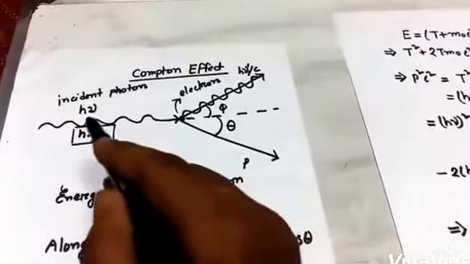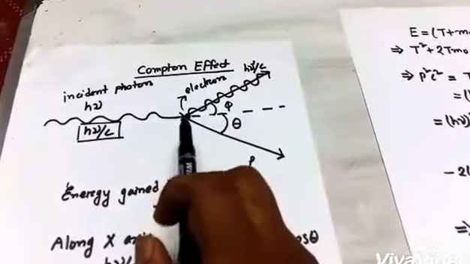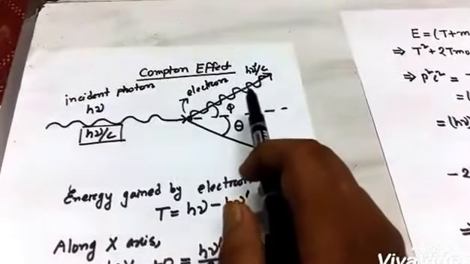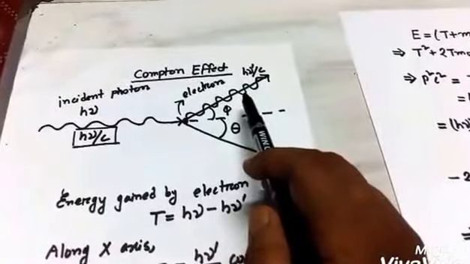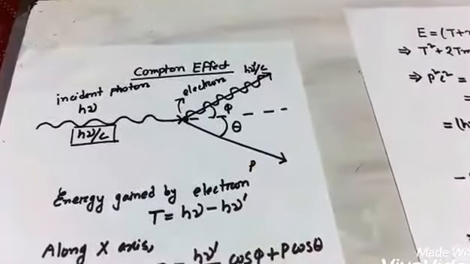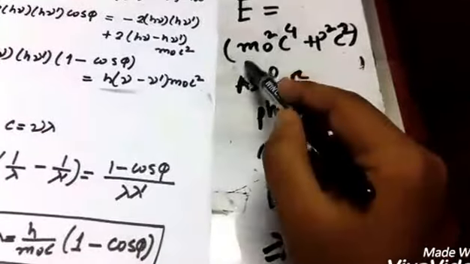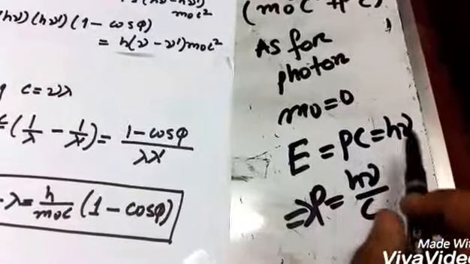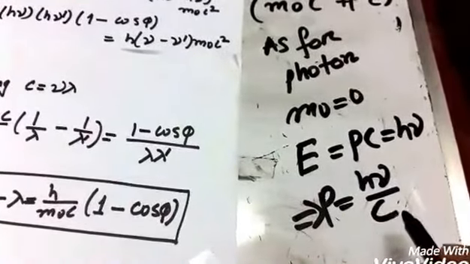So this is our incident photon that strikes a stationary electron. Then the electron is deflected at an angle theta, and the photon is deflected at an angle phi. Now, from the well-known equation of total energy, we get that the photon has zero rest mass. Thereby, we get the momentum of the photon is h nu by c, where c is the velocity of light.